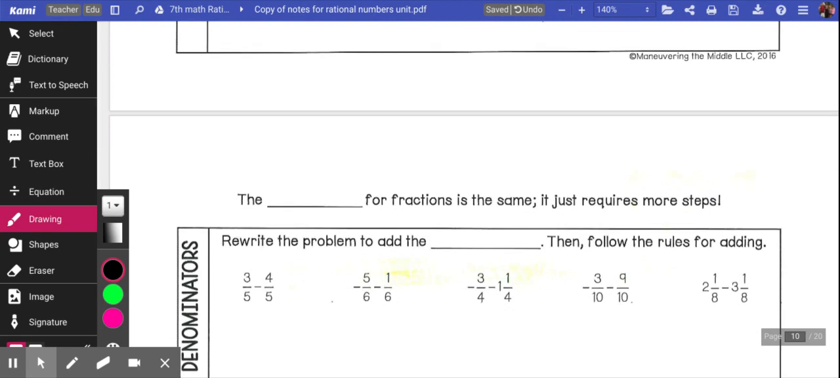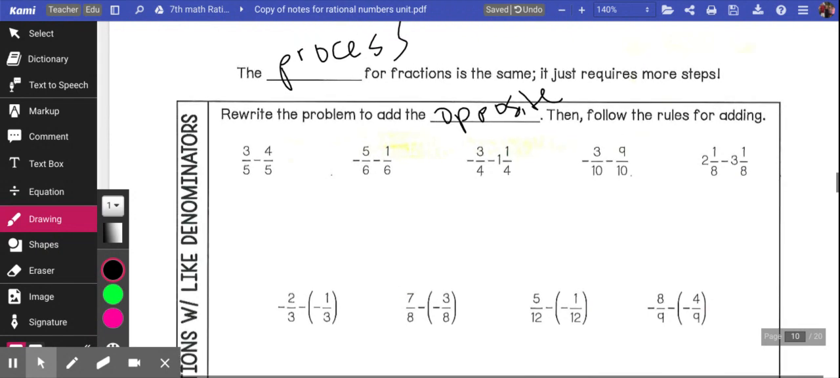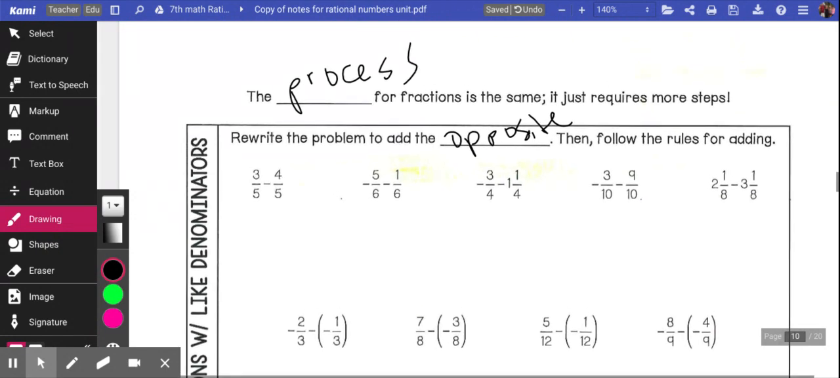And it's the same thing with whole numbers, decimals, and fractions. The process is always the same. It's just more steps with the fraction. So again, we're going to add the opposite. This gets a little bit tricky because sometimes in the beginning they have common denominators, but after that, sometimes you don't know which one is bigger or smaller, but it should work out.